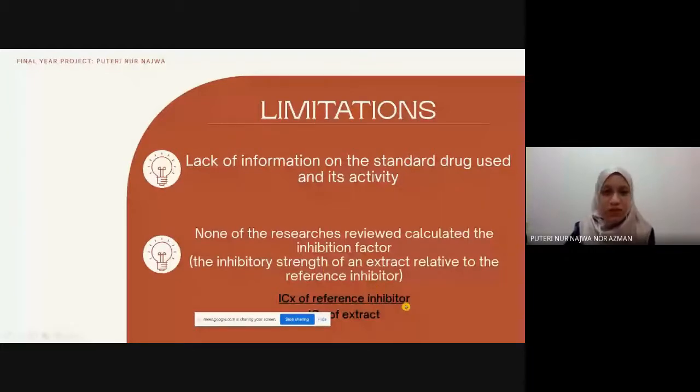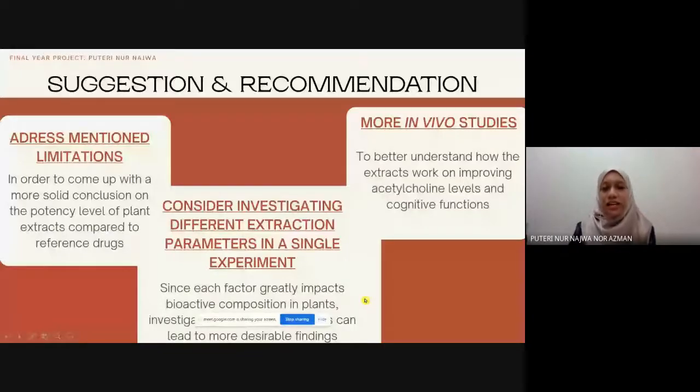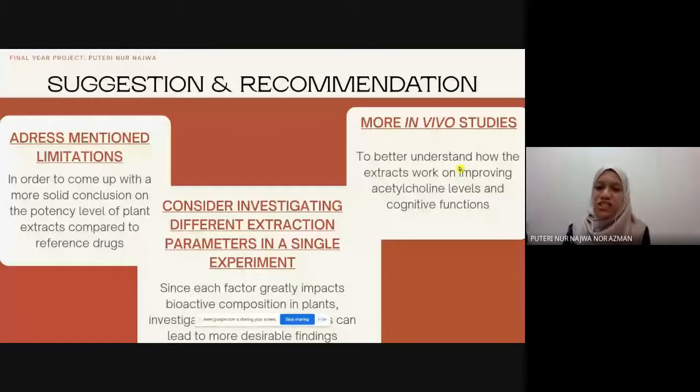As such, it has led me to a few recommendations. The first recommendation is to address the mentioned limitations in order to come up with a more solid conclusion. Number 2 is to consider investigating different extraction parameters in a single experiment. Since each factor greatly impacts bioactive composition in plants, it is important that we investigate all parameters that can lead to more desirable findings. And last but not least, I would like to recommend for more in vivo studies to be conducted in the near future to better understand how the extracts work on improving acetylcholine levels and cognitive functions. And with that, I thank you.